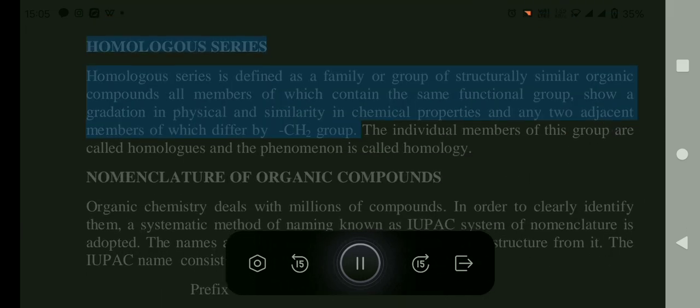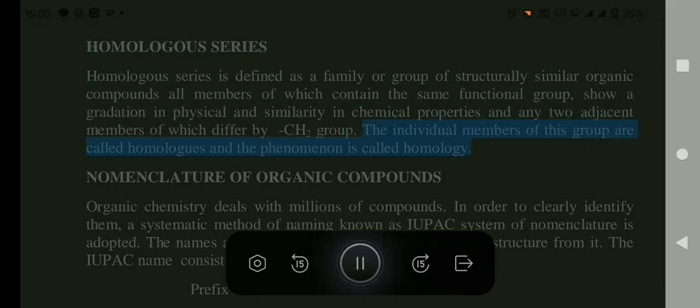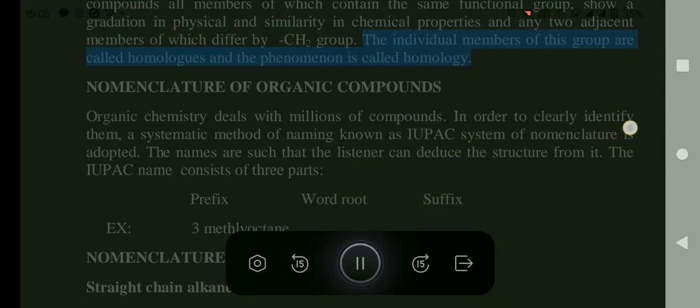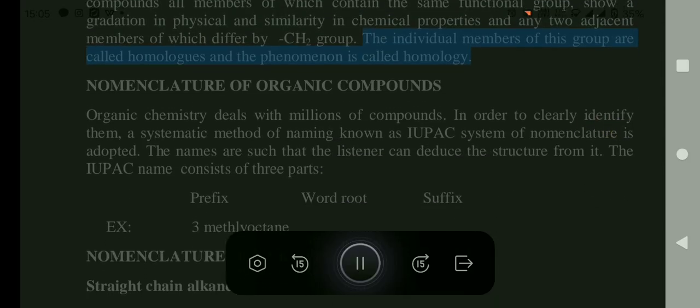Homologous series. Homologous series is defined as a family or group of structurally similar organic compounds, all members of which contain the same functional group, show a gradation in physical and similarity in chemical properties, and any two adjacent members of which differ by a CH2 group. The individual members of this group are called homologues, and the phenomenon is called homology.